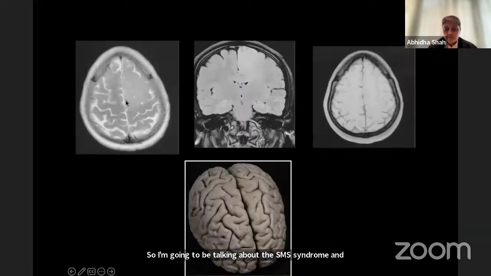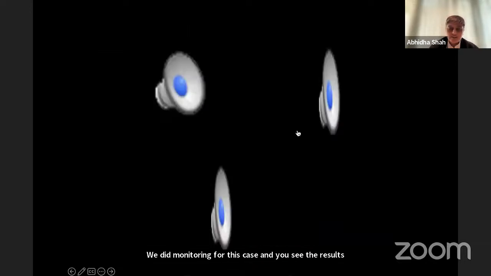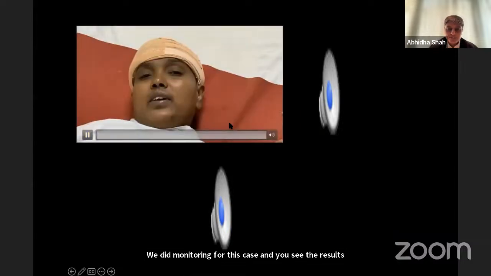So let's look at this tumor. See, this is the central sulcus, this is the precentral gyrus, and here you have a tumor lying in the region of the supplementary motor area. I resected this tumor completely, radically. We did monitoring for this case, and you see the results of the MEP at the end of the surgery. They were completely intact. But this is how the patient woke up after the surgery.